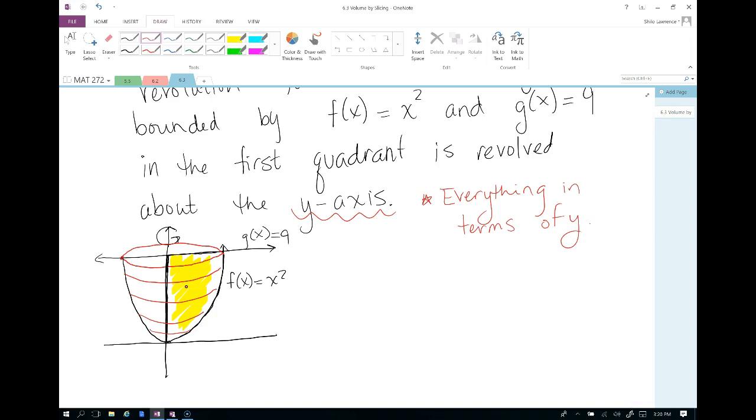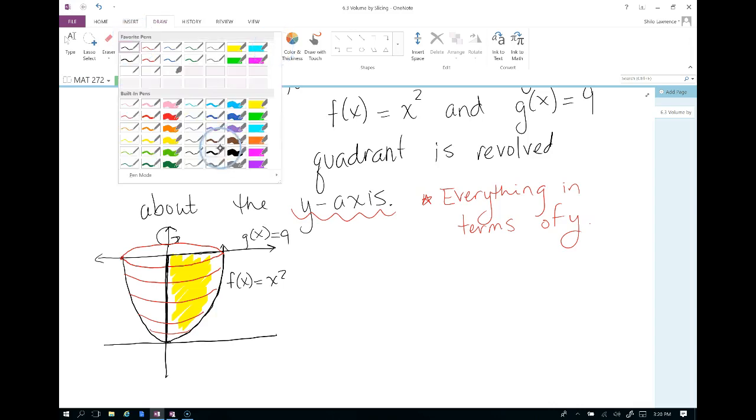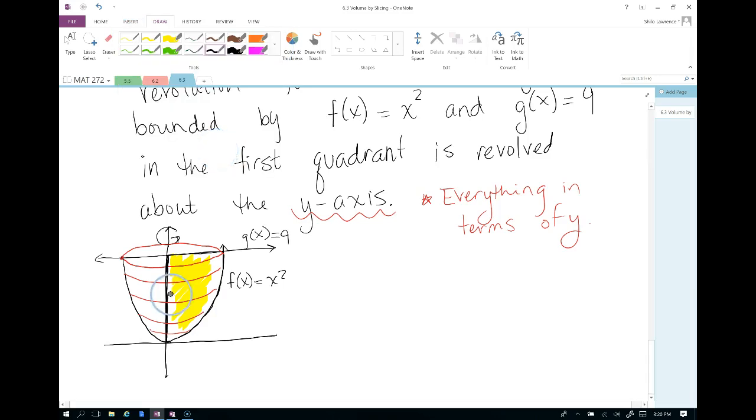So for this one, because we're going around the y-axis, we need everything to be in terms of y when we set up our volume function. We also said that when we draw our slice, it's going to be perpendicular to the axis of revolution. So this time our y-axis, which is our vertical axis, is the axis of revolution. So when I draw my slice, I need to draw it horizontally. So this is my little representative slice.